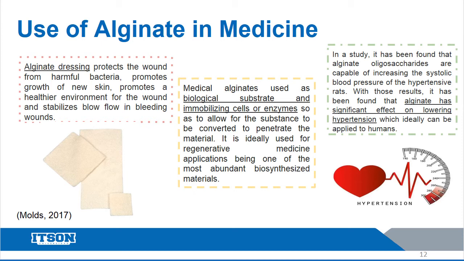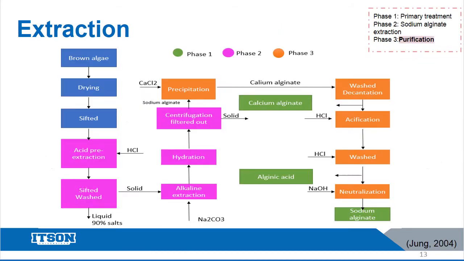In a study, it was found that alginate oligosaccharides are capable of lowering the systolic blood pressure of hypertensive rats. With that result, it was found that alginate has a significant effect in lowering hypertension, which could ideally be applied to humans. The extraction process is divided into phases to obtain sodium alginate.